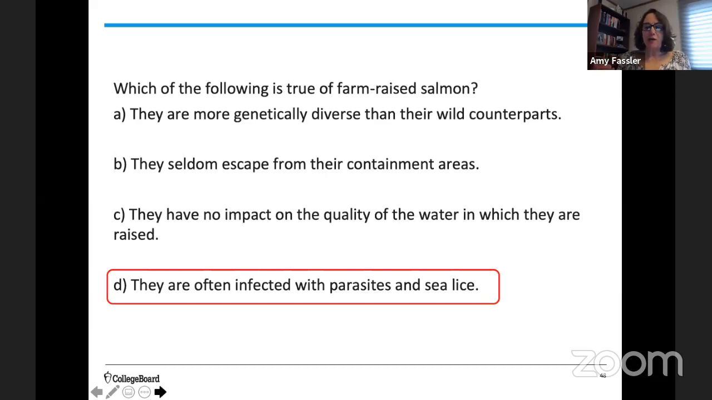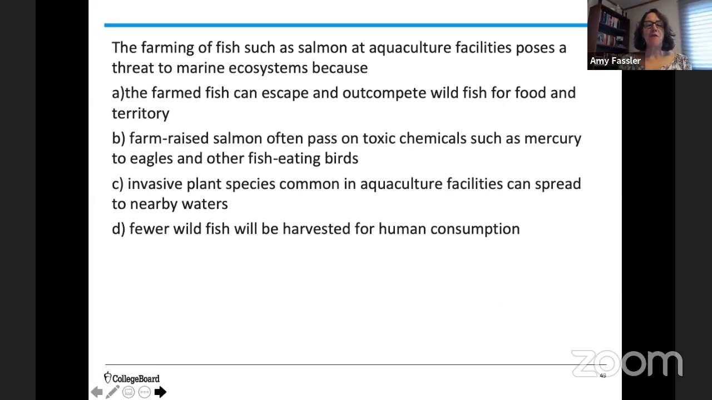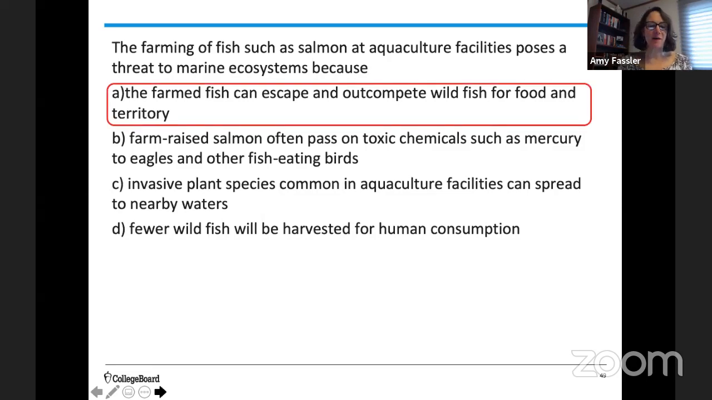And remember, fish migrate, swim back upstream to their original area to spawn and mate. So what happens is that in order to get back to their original spot where they're going to spawn and mate, they have to swim through the area where these fish CAFOs are, and all the lice have accumulated in that area. I think we have one more question here. The farming of fish such as salmon at aquaculture facilities poses a threat to marine ecosystems because. And that's something that we just talked about as well.